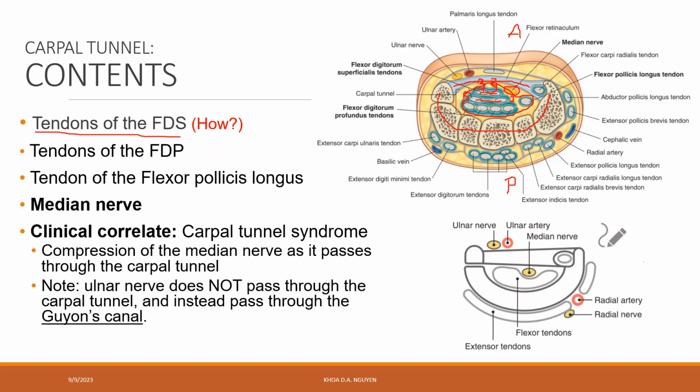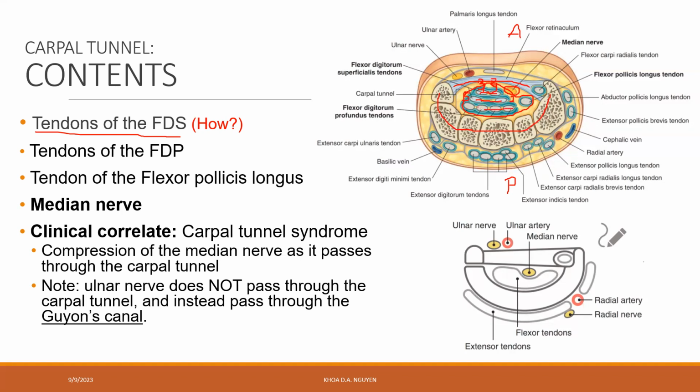The tendons of the flexor digitorum superficialis going into the second and fifth digit are going to be the more posterior row. And the ones to the third and fourth digit are going to be a more anterior row. And that's how these tendons are going to be divided as they go through the carpal tunnel.